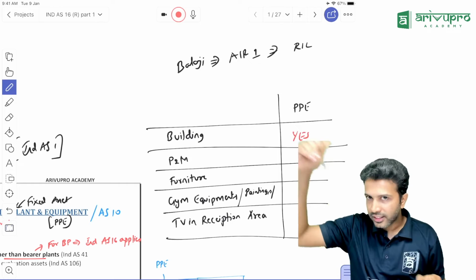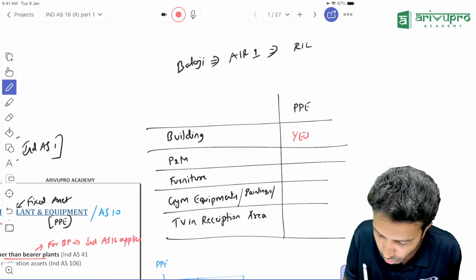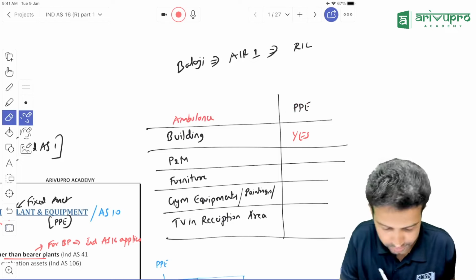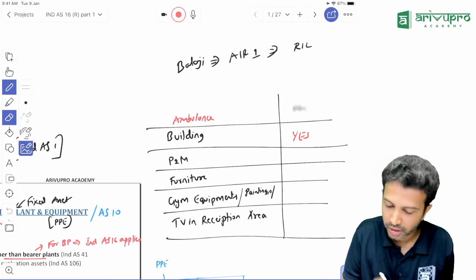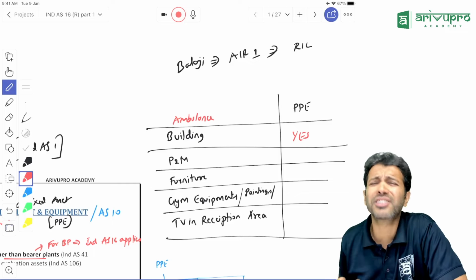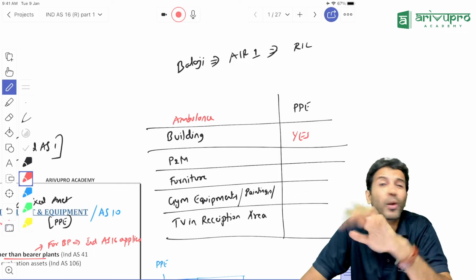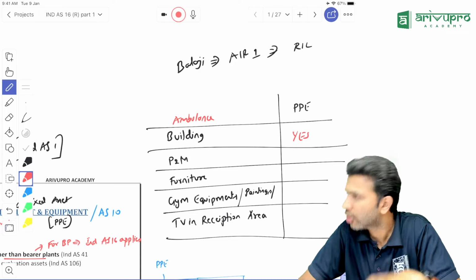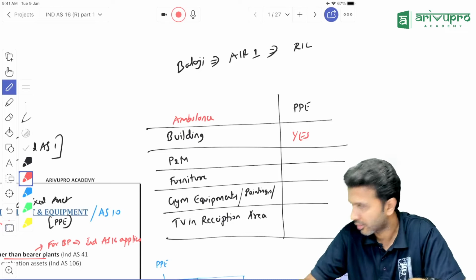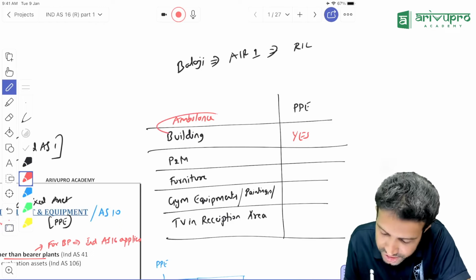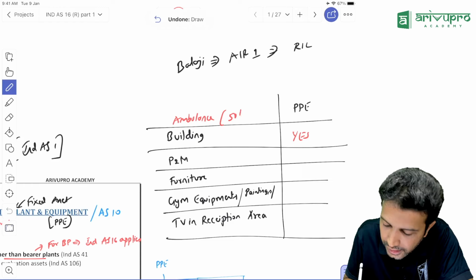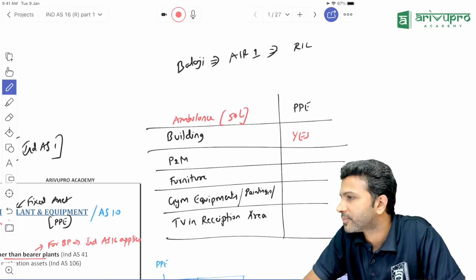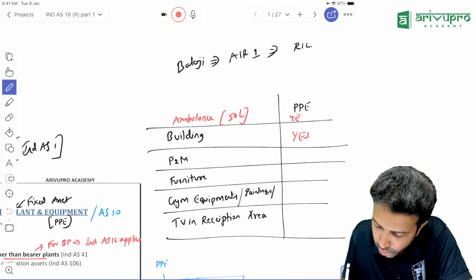In that building, in the basement, I'll add one more. Balaji saw an ambulance. Because Reliance is an employee-friendly company, they thought if any employee gets sick, instead of waiting for an ambulance, let's have an ambulance ready so that it will help the respective employees. Now this ambulance cost Reliance, let's say, 50 lakh rupees. Is this ambulance a property, plant and equipment for Reliance? Okay, ambulance according to you is yes.